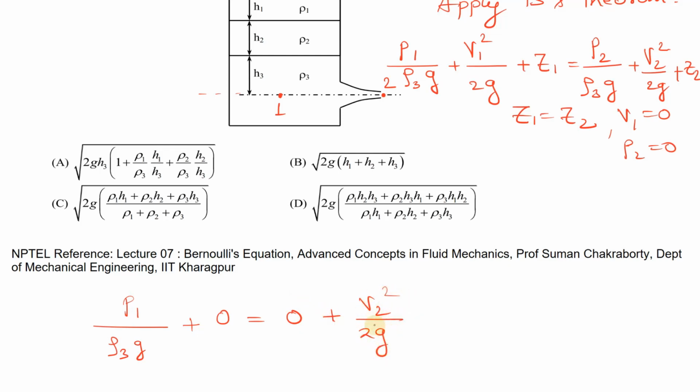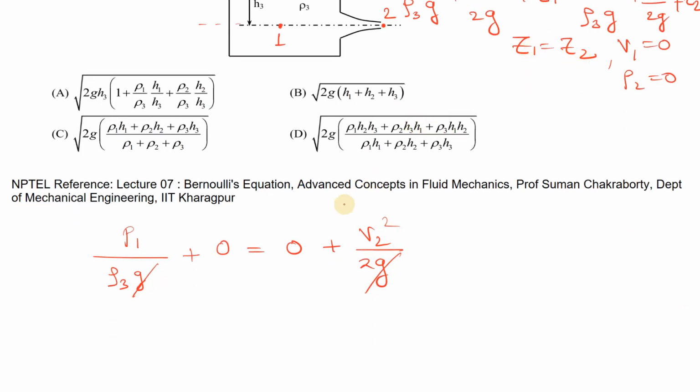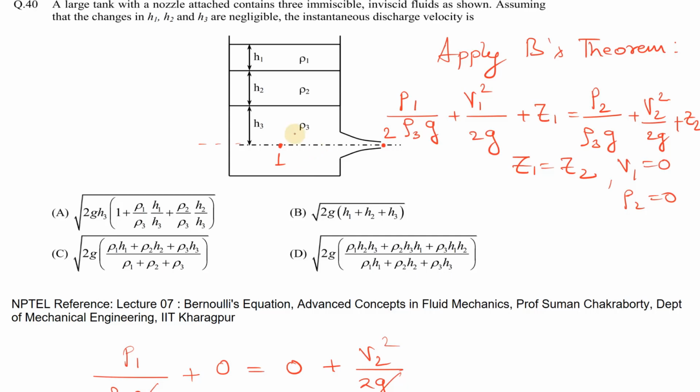Now we can cancel G from here, and Z1 is equal to Z2, so both will get cancelled out. Now total pressure at 1, let's write P1. What will be the value of P1? It is the hydrostatic pressure because of this height H1, because of all these 3 liquids. So at 1 the pressure will be P1 is equal to rho 1 G H1 because of this liquid plus rho 2 G H2 because of this liquid plus rho 3 G H3. Okay, so this will be the pressure at point 1.